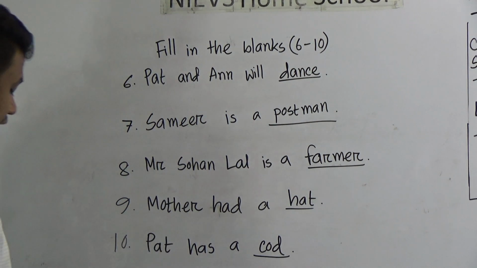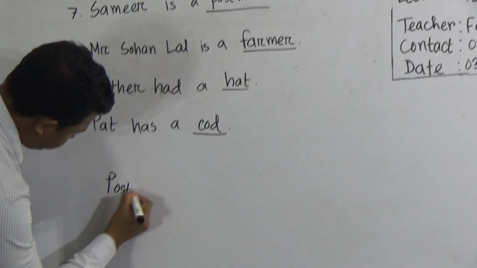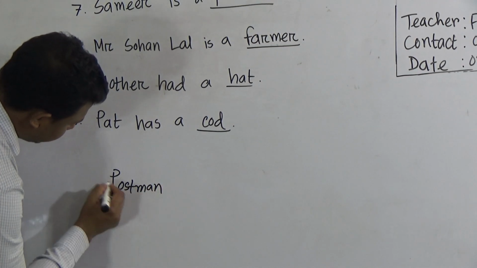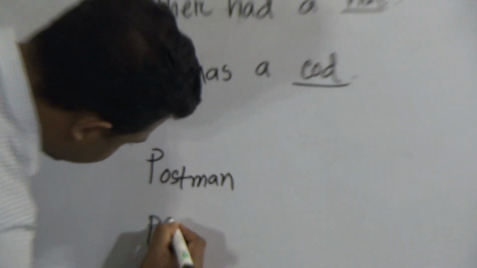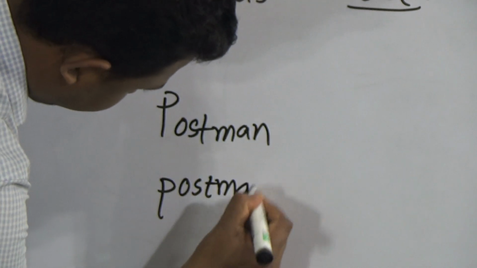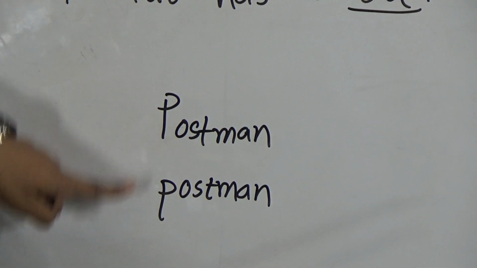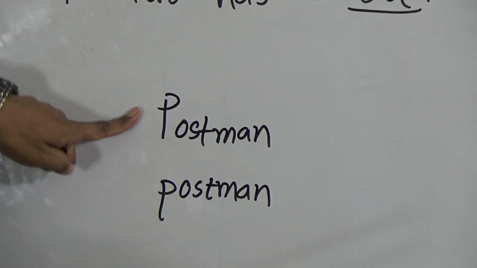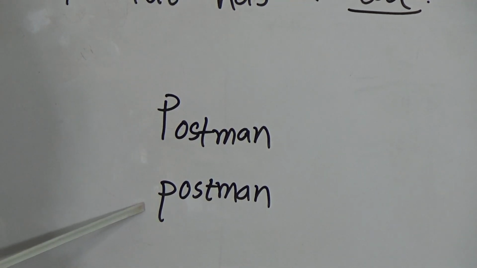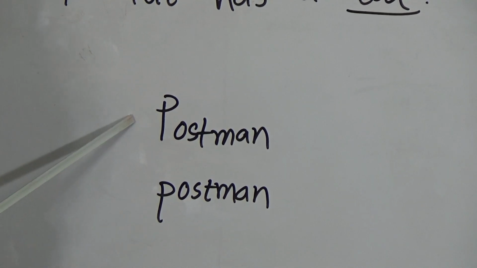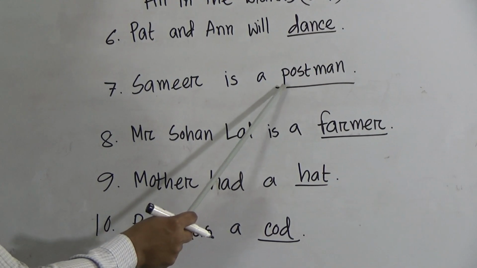Dear students, imagine that I have written here postman. This P is capital P, but if I write like this, P is small p. Okay, this P is capital P, this P is small p. So be alert at the time of writing either capital P or small p. This is small and this is capital. Okay. So this postman's P would be small letter.